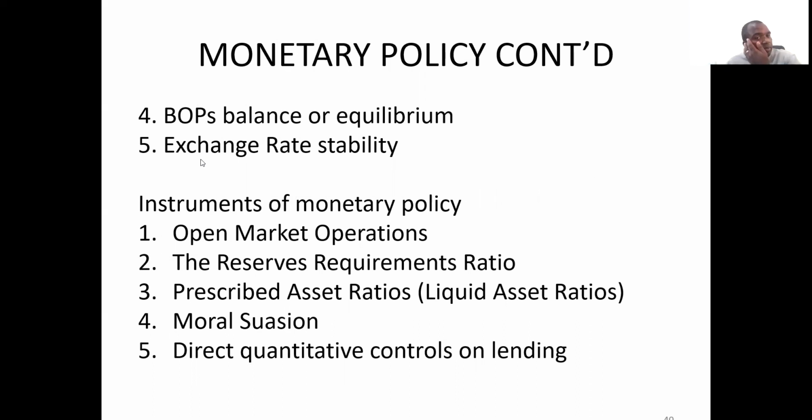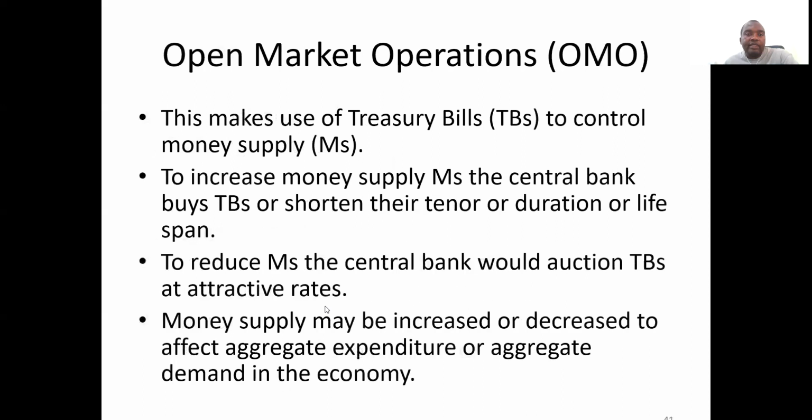Monetary policy can also be used for exchange rate stability. If there is too much money supply, it may undermine a country's currency. And then the monetary policy instruments include open market operations, the reserve requirements ratio, which I used in explaining the money creation multiplier, the prescribed asset ratios, which are also called liquid asset ratios, moral suasion, and direct quantitative controls on lending. We look at open market operations.